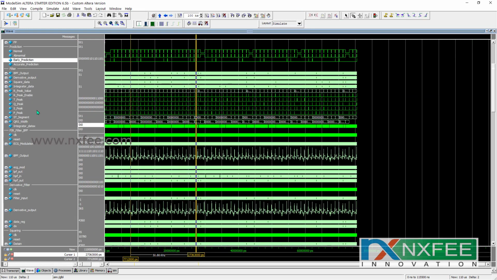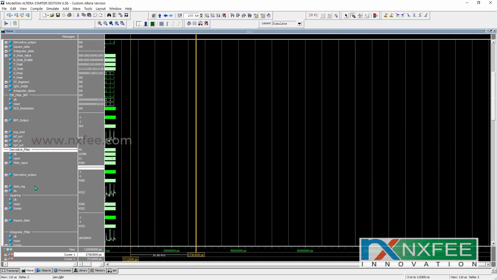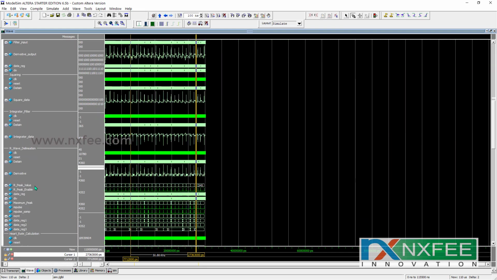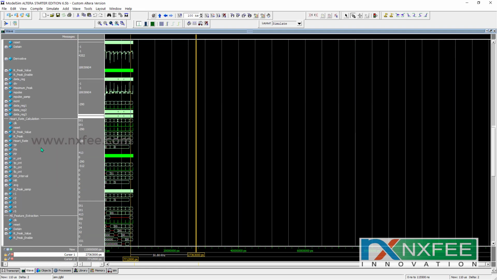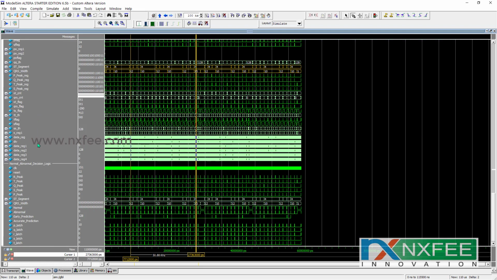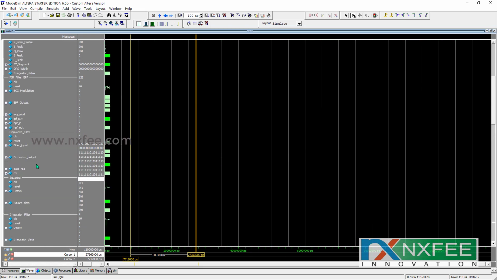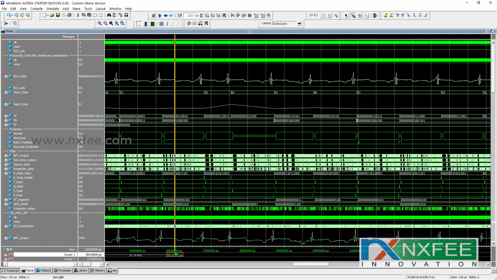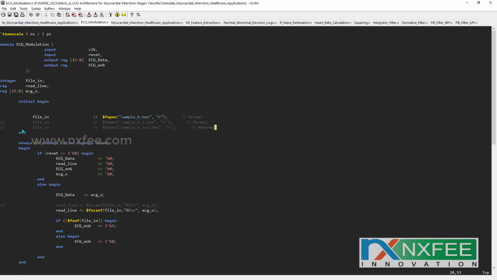And this is the filter output, derivative filter, squaring, integrated filter, R peak delineations, heart rate calculations, MI feature extractions, and the normal and abnormal decision logic. Here you can analyze all of these. Mostly the normal signal will be high, and we can give another set, which is the abnormal cases.